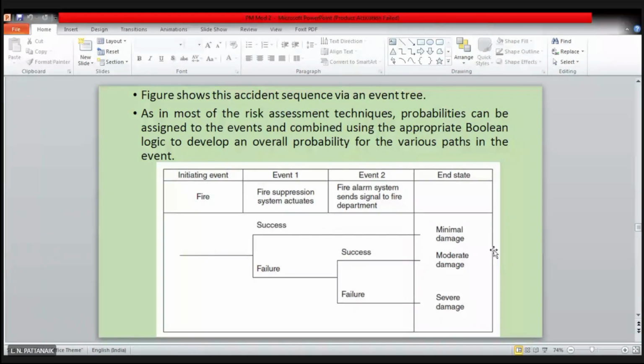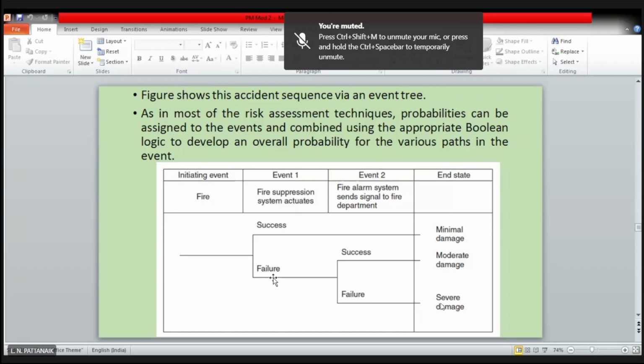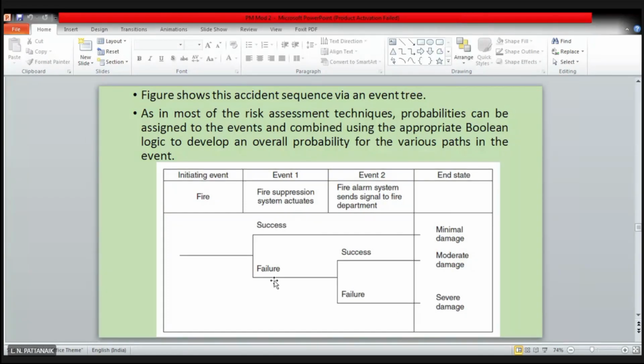Because it is a success. If it is a failure, see, this is the feature of an event tree: at each node, we have only two outcomes. Either this will happen or that will happen. Failure or success. If your event one failed, meaning your fire suppression system failed, then there is another system in place: the fire alarm system sends signals to the fire department. Maybe this will be activated. You have some other means of raising the fire alarm. Maybe someone saw it and started the fire alarm. So in event two, there is also a probability of success.